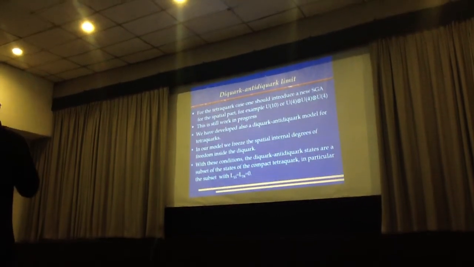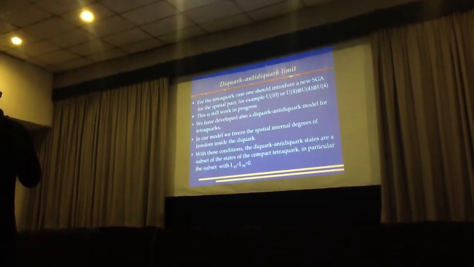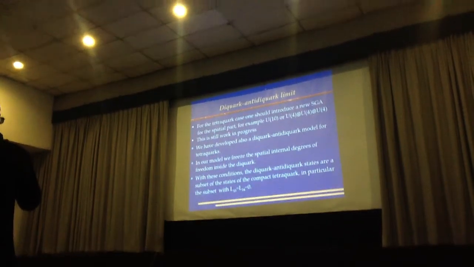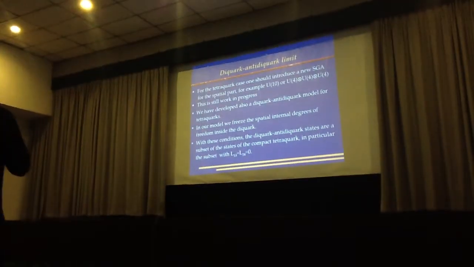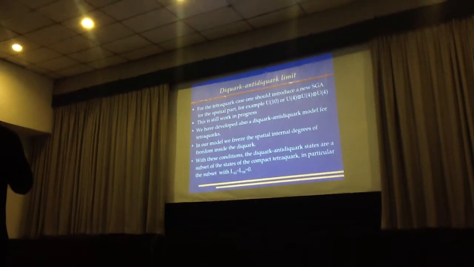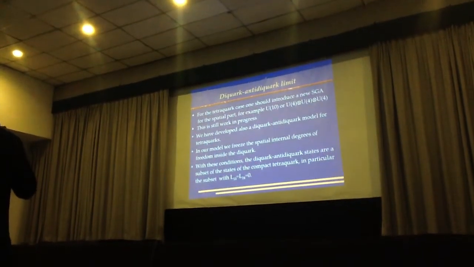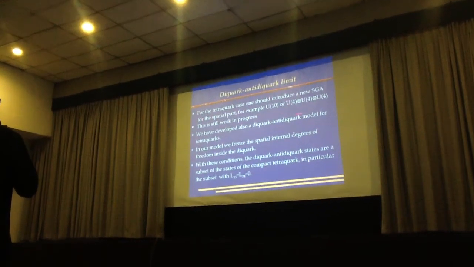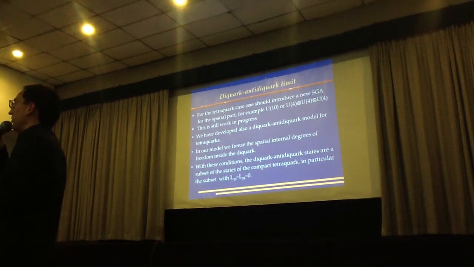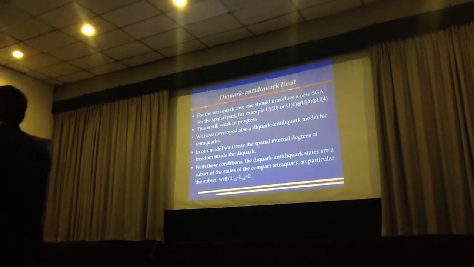However, in the meantime, we have developed a dipole-antidipole model for tetraquarks. In this model, as we have said before, we freeze the spatial internal degrees of freedom inside the dipole. So of the 3 U(4) here, we have only 1. So we can use the same mass formula developed by Professor Iachello.